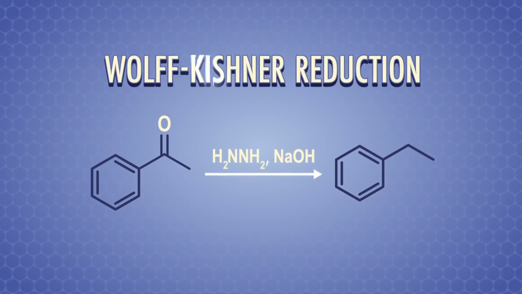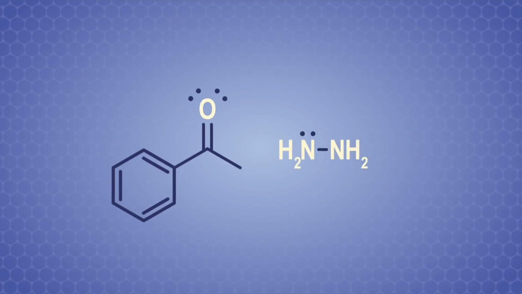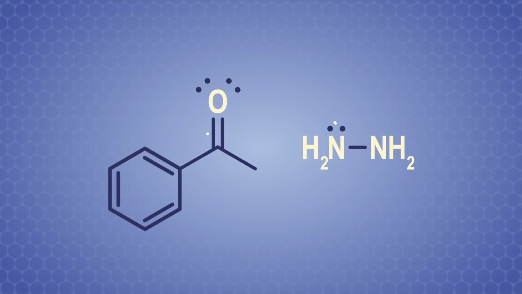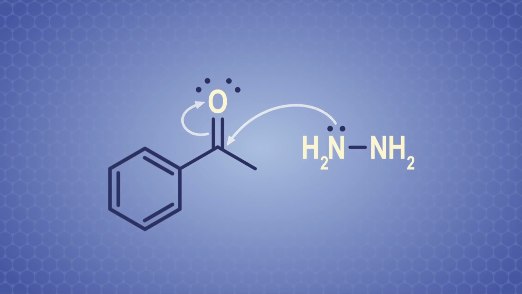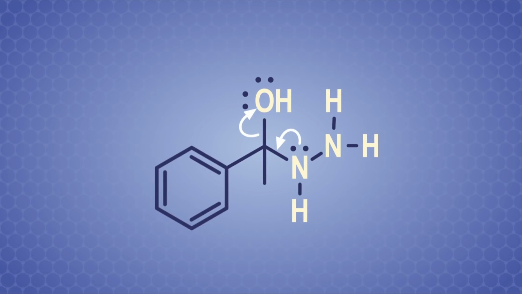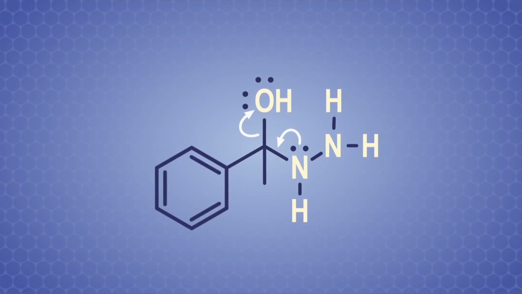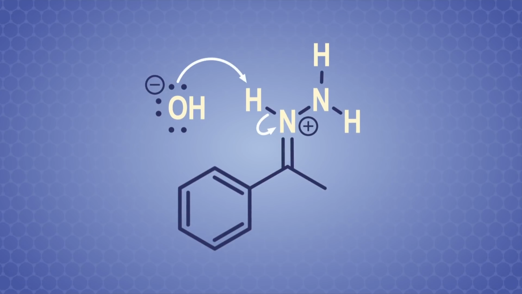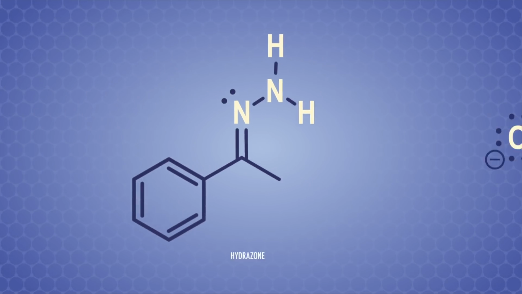This is known as a Wolff-Kishner reduction. Remember that aldehydes and ketones react easily with amines to form imines. This reaction is similar. Our ketone reacts with the hydrazine first, forming a compound kind of like an imine with another nitrogen attached, called a hydrazone.